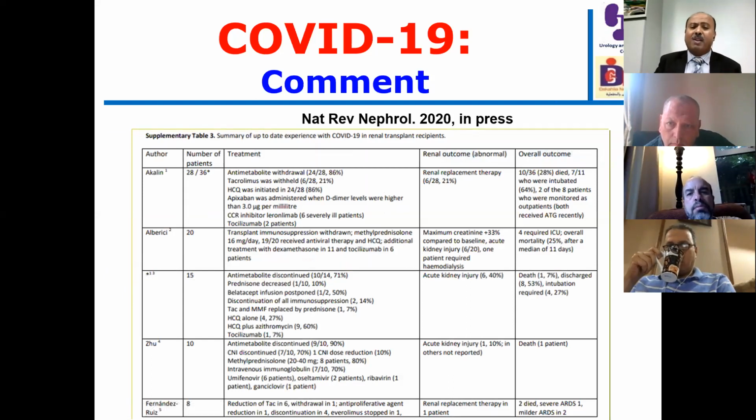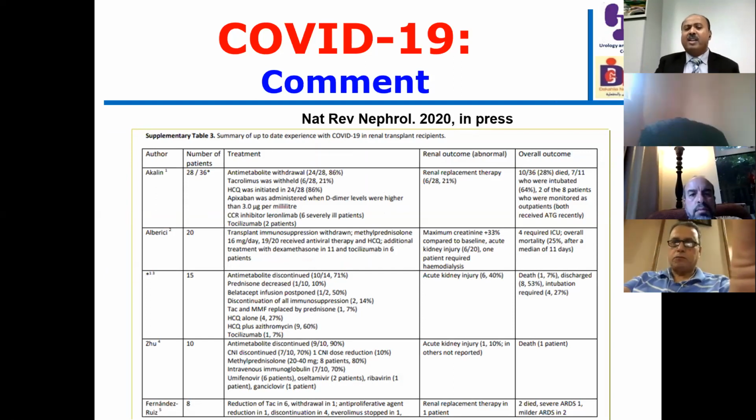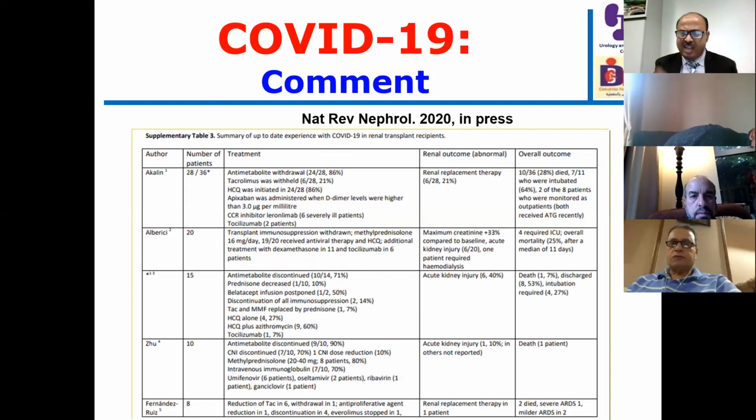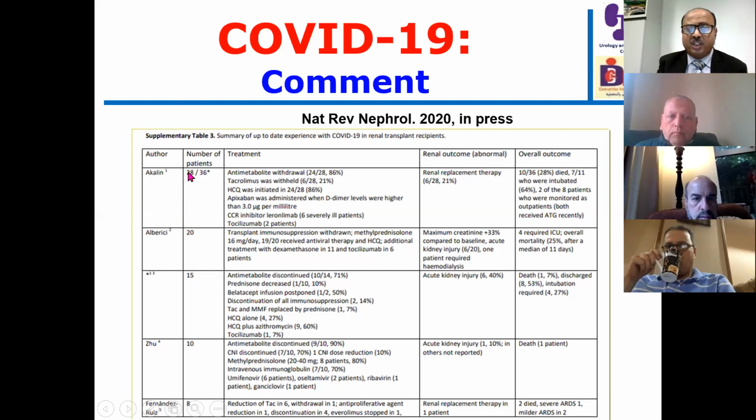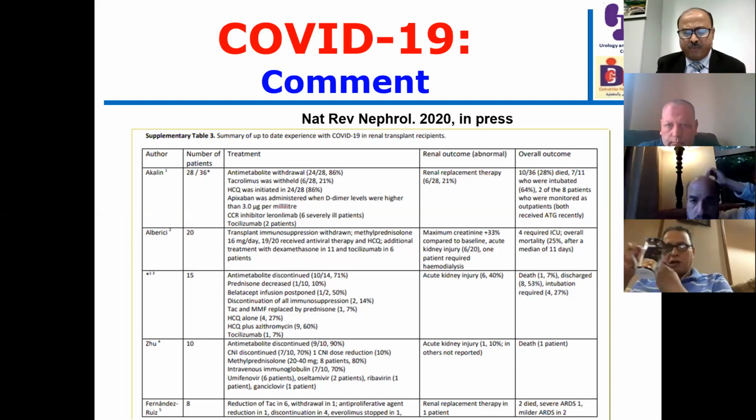If we have a transplanted case and we diagnose COVID, what is the outcome and how do we deal with the case? The outcome in transplant patients is shown in some of the series. Looking at these 36 cases, 28 patients were hospitalized. Renal replacement therapy was required in 6 out of 28 hospitalized patients. So renal replacement therapy is needed in 21%, and mortality is 28%. So the prognosis is not good, it's a bad prognosis.